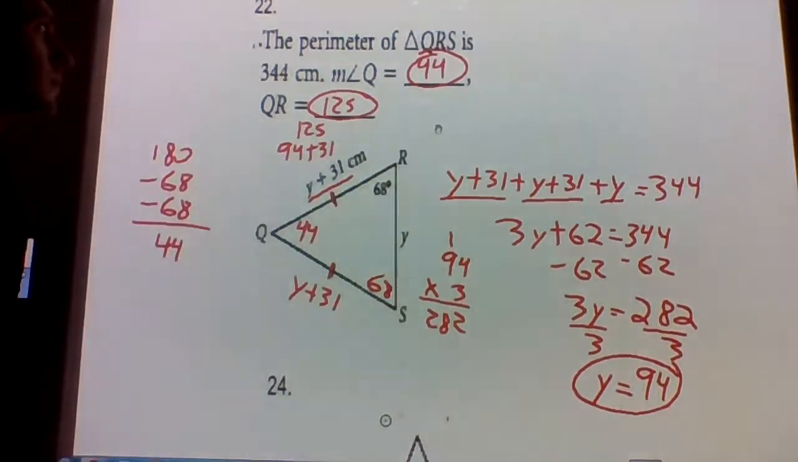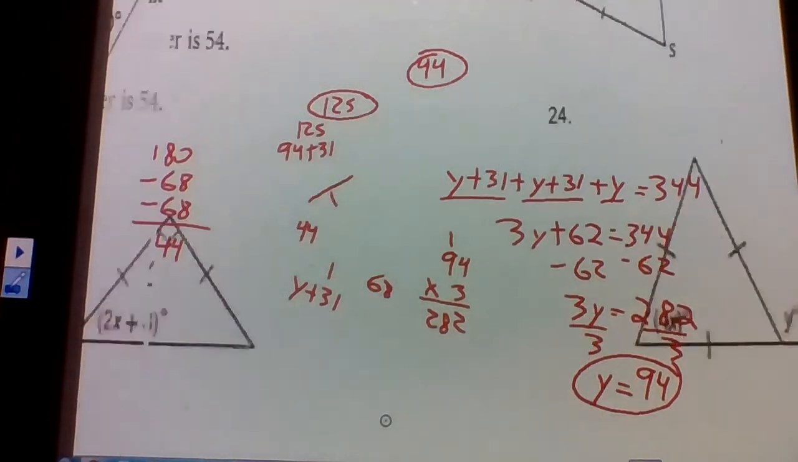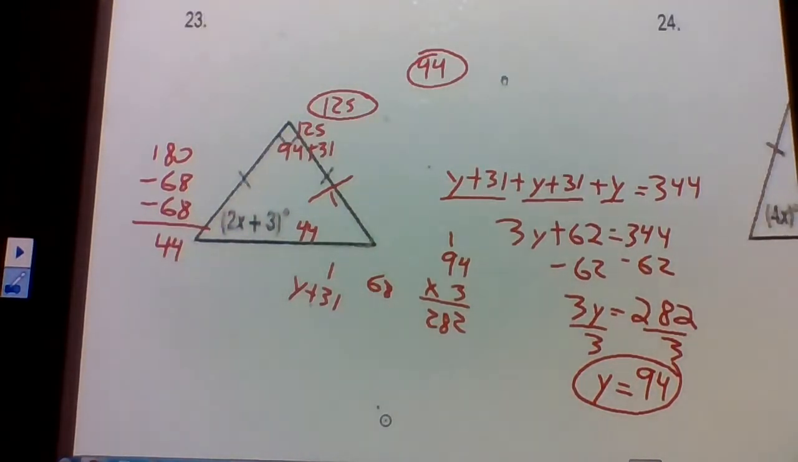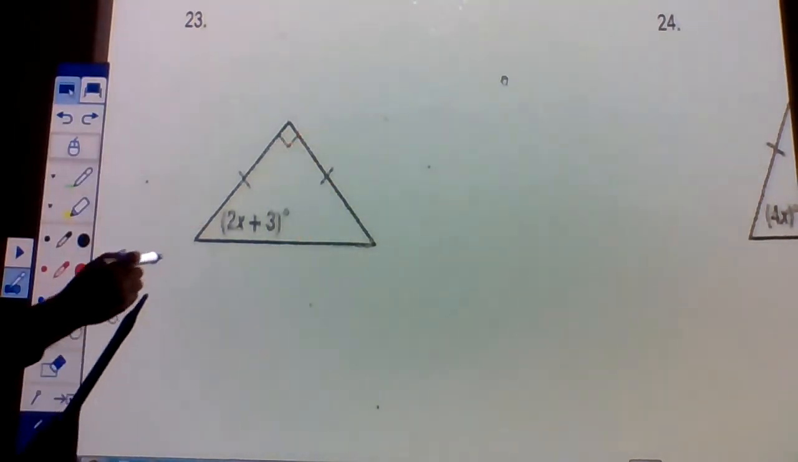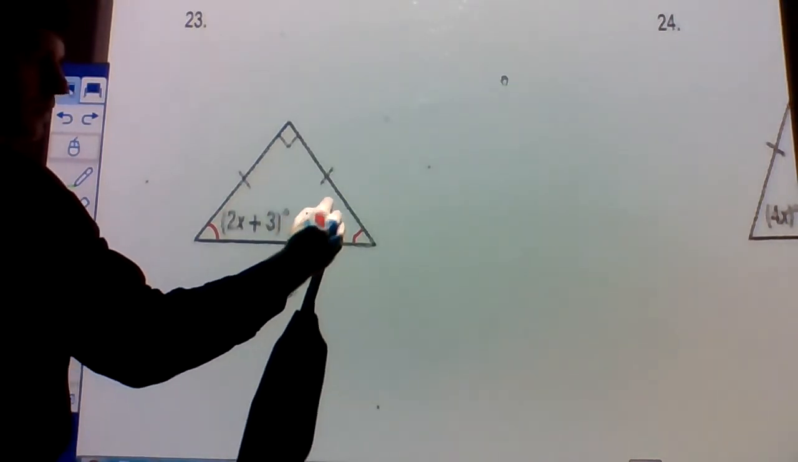Okay. 23 and 24. We got two more. Okay. These ones are easy. So our base angles are going to be congruent, right? So your two base angles are going to be the ones across from the congruent side. So this is also 2x plus 3.